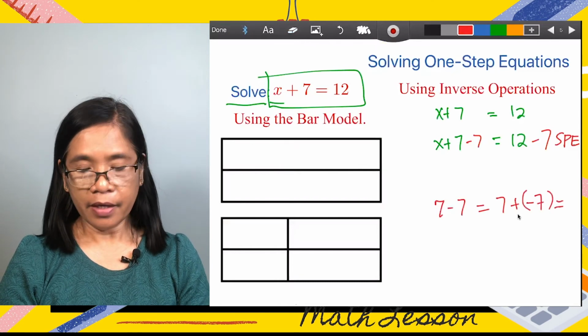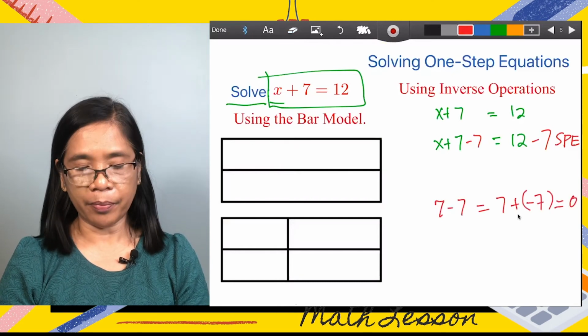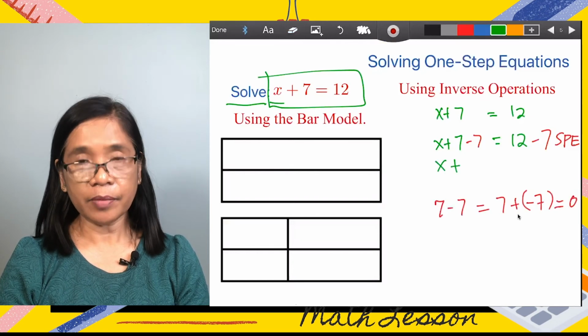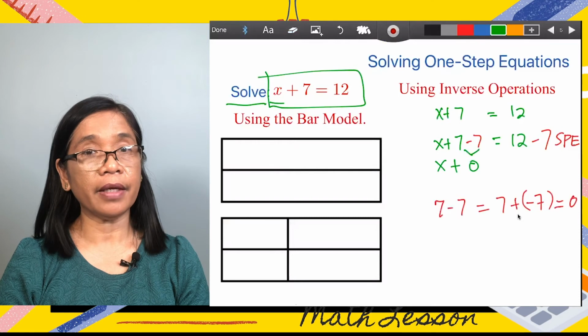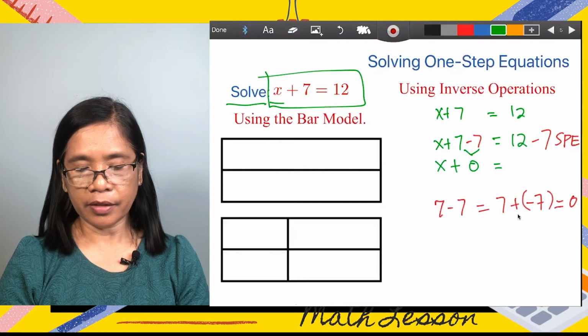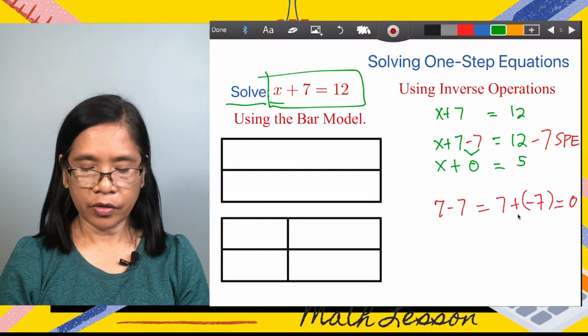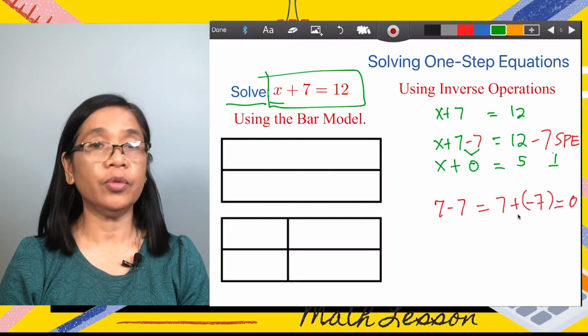And this will give us also, by identity property, which means that a number plus 0 is still the number. So x plus 0 is equal to x by identity property. So here we have x equals 5, and this is justified by the inverse property for addition. Okay? So we call 5 as the solution to the equation.